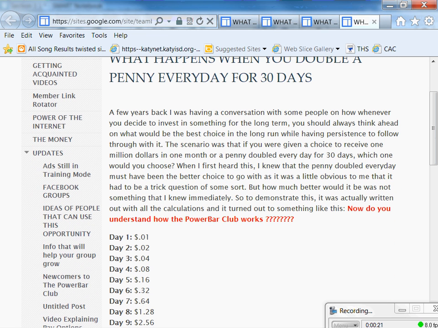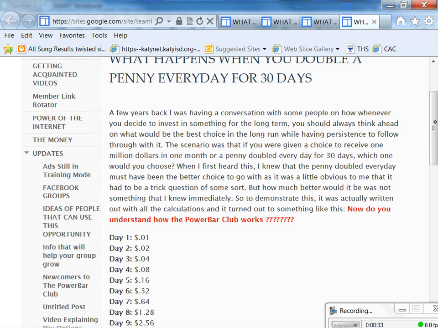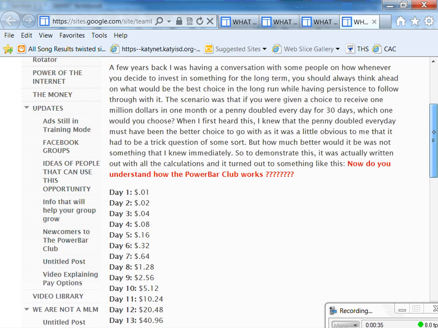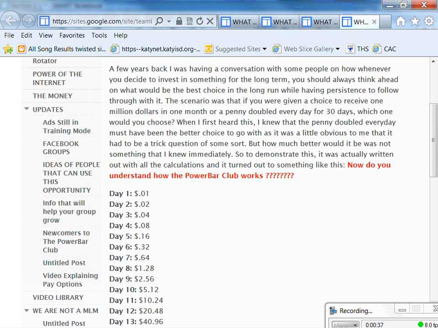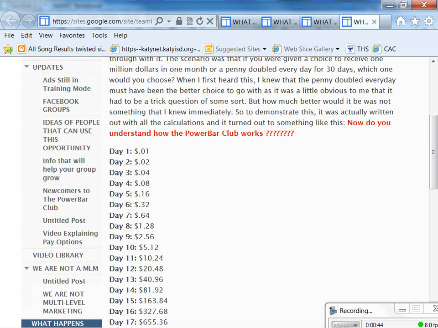Well, here we can see, starting off with that penny, 1 cent, 2 cents, 4 cents. Looking at this, you definitely would probably want to go with the... Oh wait. You probably want to go with the $1 million up front, right? And here we can see at day 14, only at $81. It started off really small, right? 8 cents, 16 cents, 32 cents.